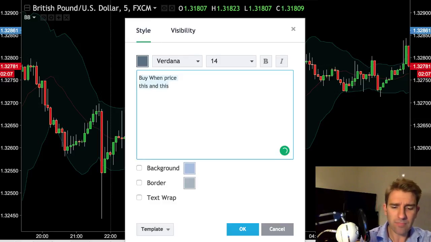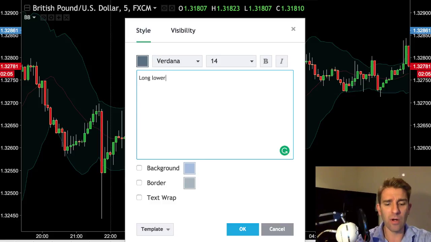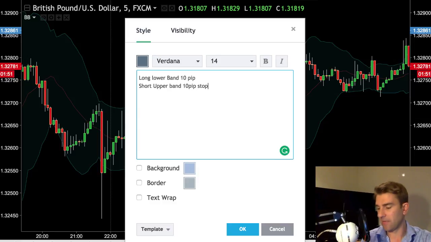So we're long at the lower band with a 10 pip stop. If I can type, pip. And we're short at the upper band, 10 pip stop. That'll do, just so we've got this in our head when we're looking at this.